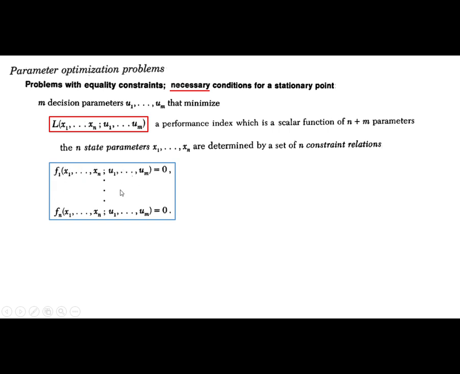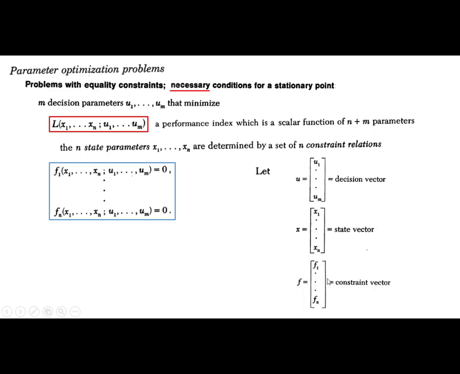As we did with the problem in part 1, let us stick all these variables and functions in vector format. So, we have the vector u for our decision variables u1 through um. And we have the vector x for state variables x1 through xn. And finally, the vector f which combines the constraints on the state variables.